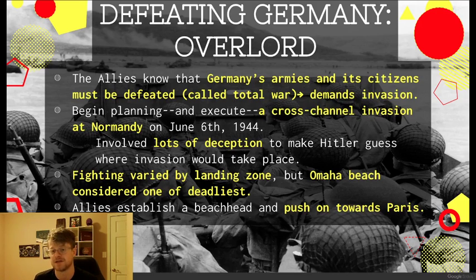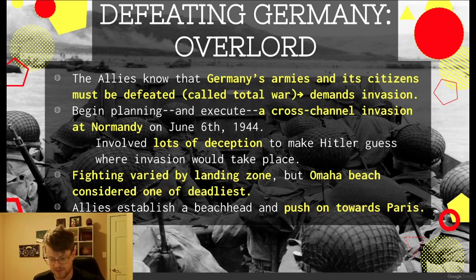Kind of doing the opposite of what they had to do in 1940 with France. So they begin planning this. It's called Operation Overlord. There's a lot of deception and months and months of planning, years of planning that go into this. And there's all these feints and plans to try to get Hitler to think it's going to happen in one location as opposed to the other.